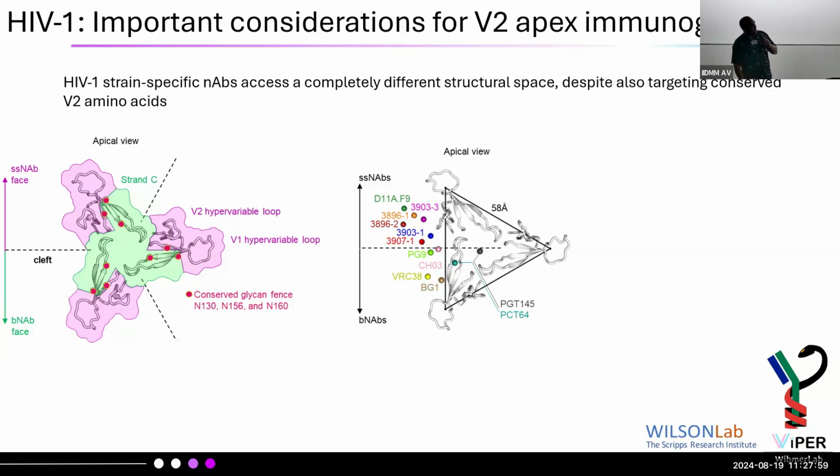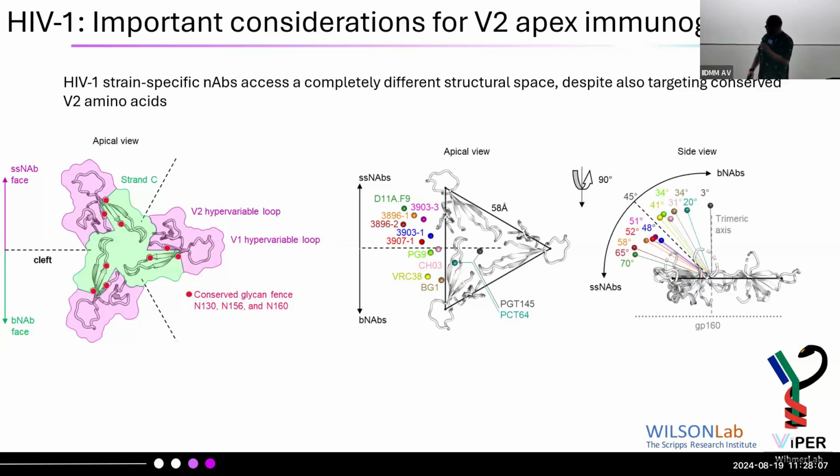And all the broadly neutralizing antibodies are binding on the BNAb face, and all the strain-specifics above the dashed line. And similarly, if we flip the structures, and look at center of mass relative to a line going from the trimer apex down to the membrane, we have this arbitrary 45-degree angle where you can see all the BNAbs are binding above that 45-degree angle, where all the strain-specific antibodies are kind of below that angle.